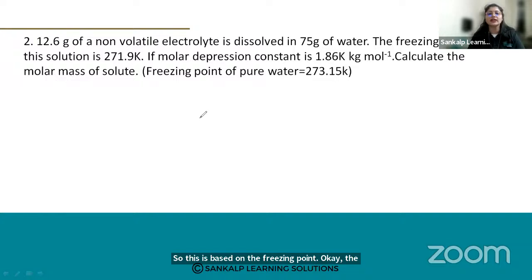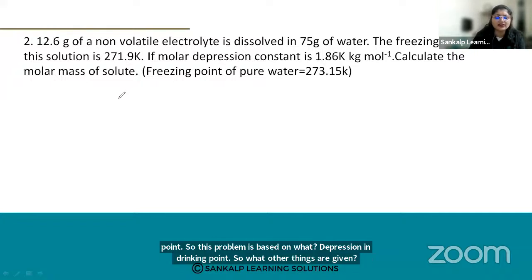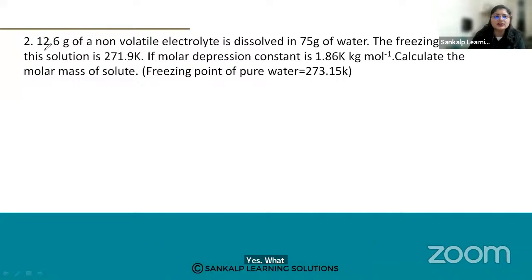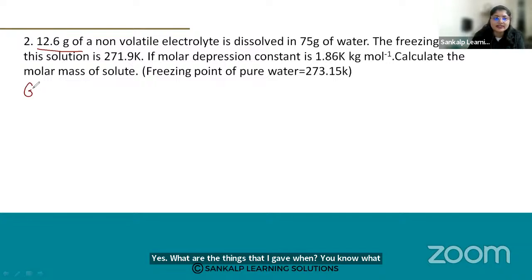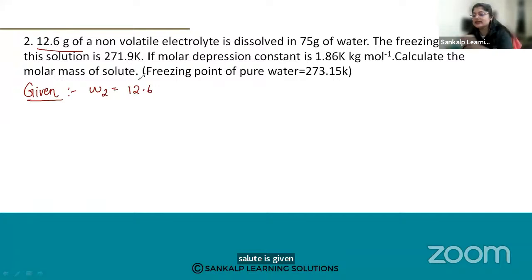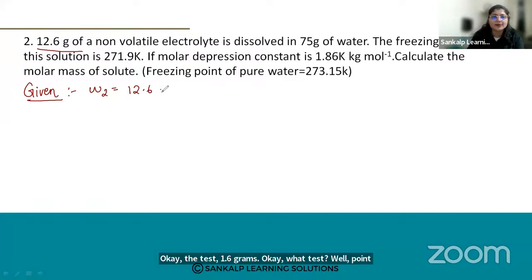So this problem is based on what? Depression in freezing point. So what all things are given? We'll write it down first. Given: first is W2, the weight of the solute, that is 12.6 grams. Next, solvent weight is given. It is 75 grams of water.